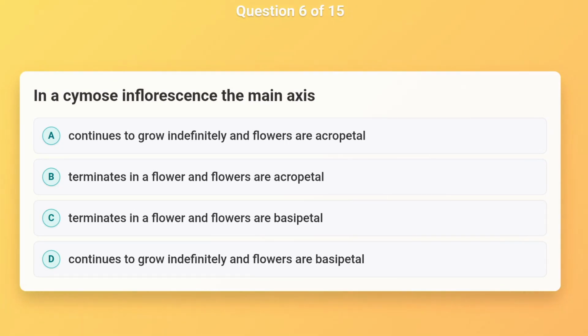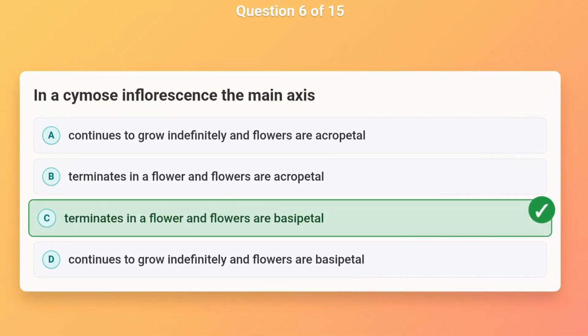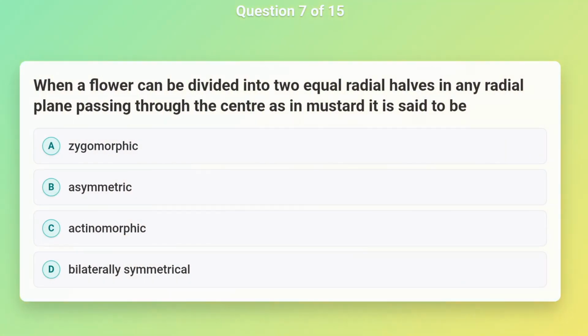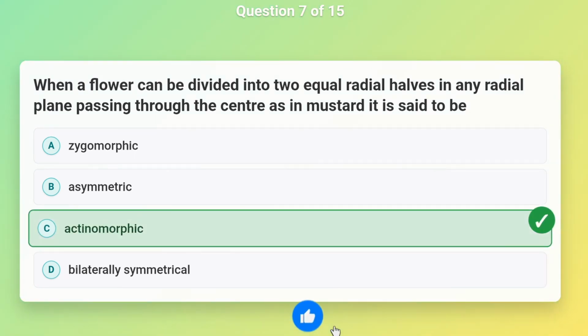In a cymose inflorescence, the main axis terminates in a flower and flowers are basipetal. When a flower can be divided into two equal radial halves in any radial plane passing through the center, as in mustard, it is said to be actinomorphic.